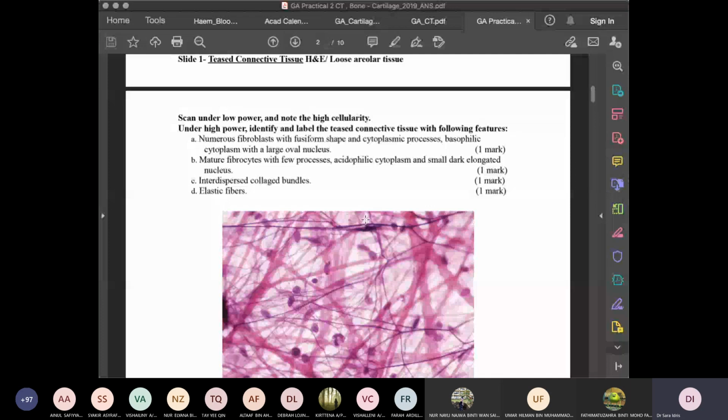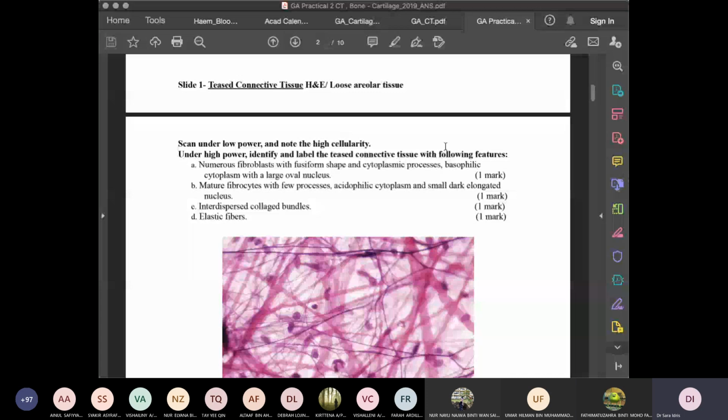Loose connective tissue is also known as areolar connective tissue. If you can remember your connective tissue, you have the connective tissue proper, you have loose connective tissue, and you have dense. And for dense, you have dense regular and dense irregular. For dense regular, you can further subdivide it into dense regular collagenous or dense regular elastic. So that's what we're going to look at today for the connective tissue proper. This here is a picture of the loose connective tissue, or your areolar connective tissue. Both of them mean the same thing.